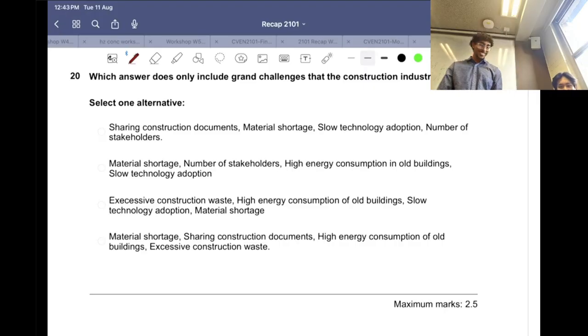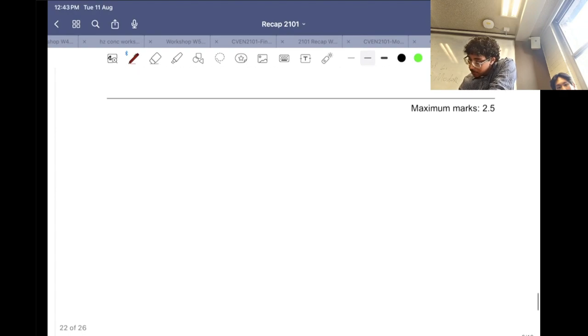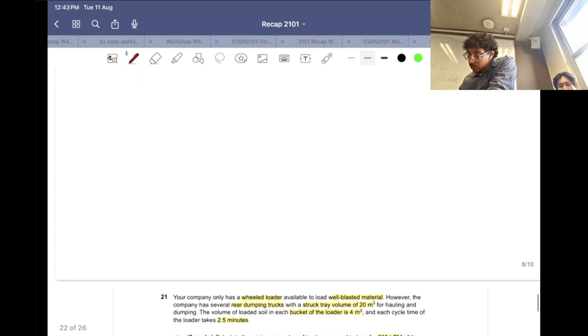No, it's just me. So yeah, it's the third option. So excessive construction waste, high energy consumption on old buildings, slow technology adoption, and material shortages. And yeah, that's about it for the MCQ questions.